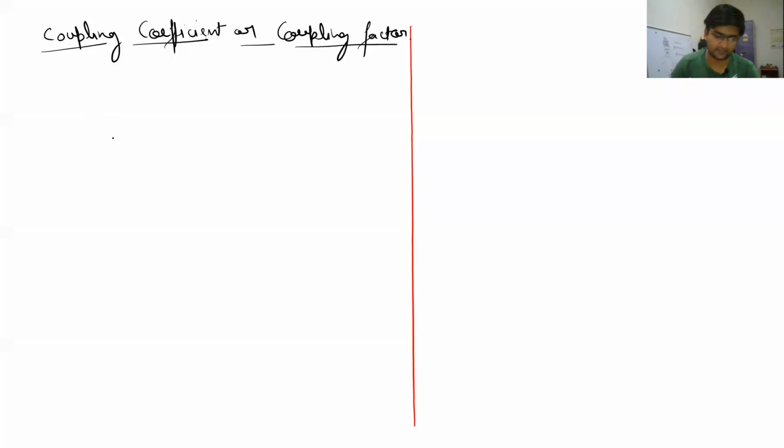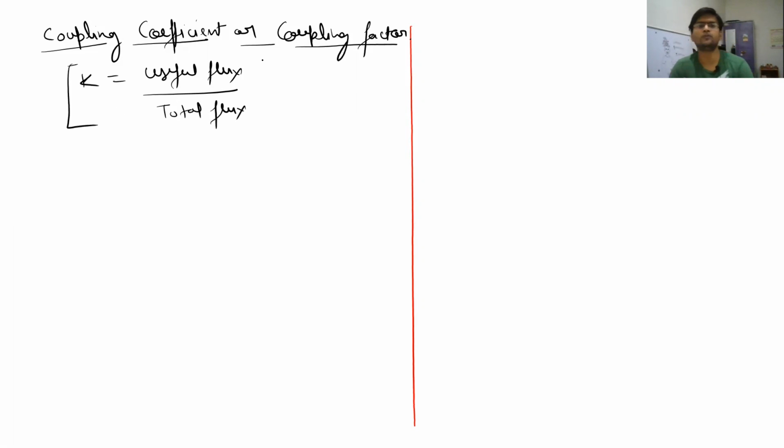Now, there is a term called coupling coefficient or coupling factor. It is represented by K, and it is given as the ratio of useful flux to the total flux produced in any coil. So coupling coefficient or coupling factor is the ratio of useful flux to the total flux.